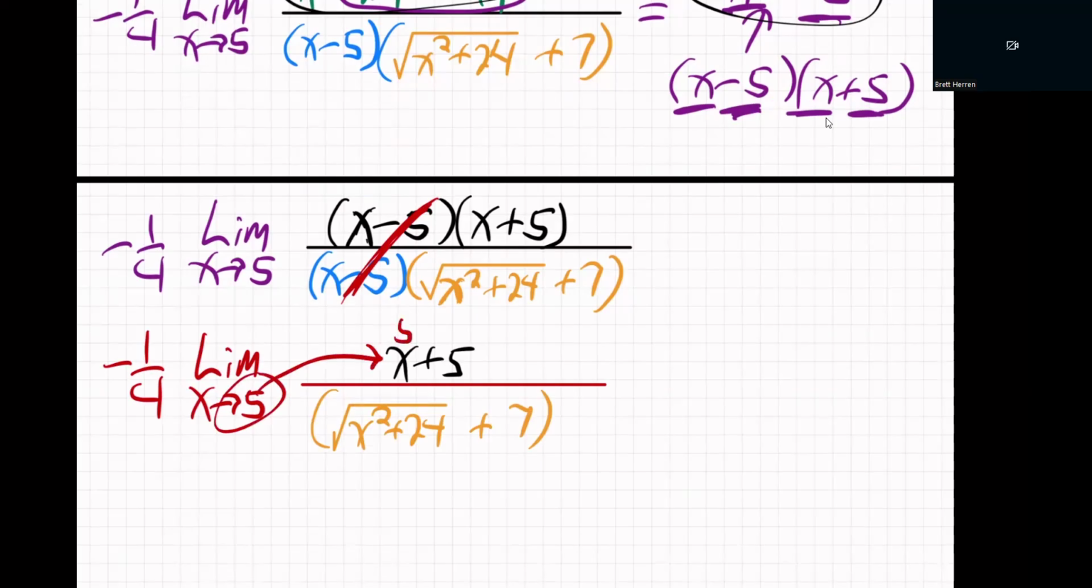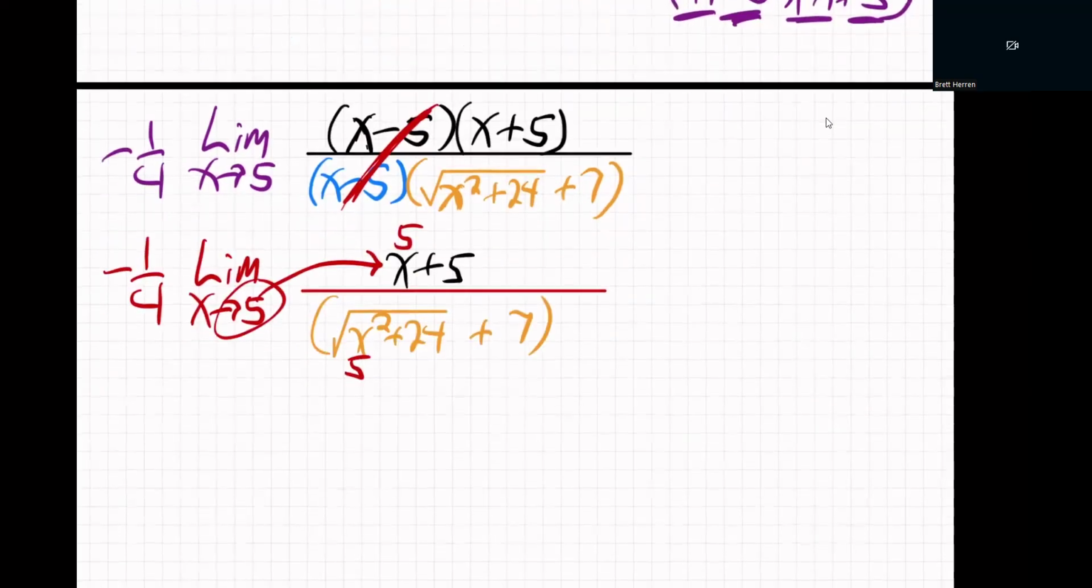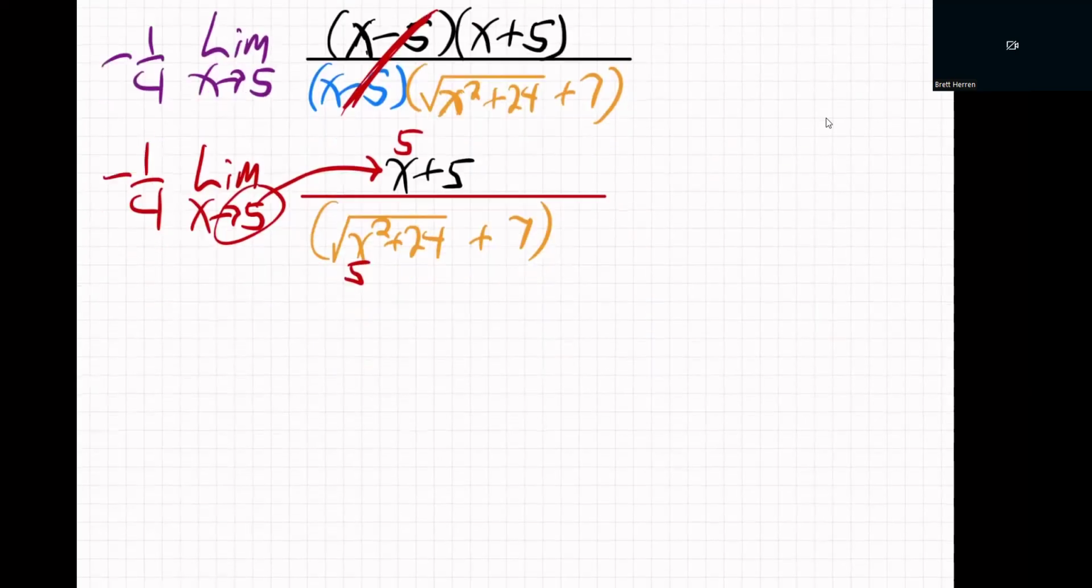Now you can put in the 5, put in the 5, and it'll work. It won't be 0 over 0. See how right here, the 5 and the 5, that would have made 0 over 0. Those were the problem. That's all that work was to get rid of those pieces because they were causing the problem. Now we can plug in the 5. Minus 1/4 is still in the front.